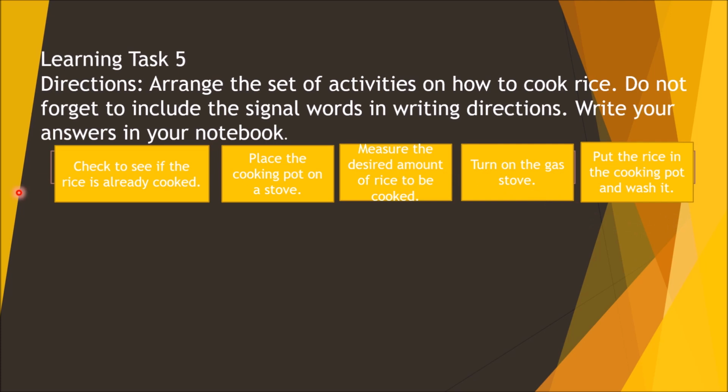Now you have to analyze these given procedures. Then don't forget to include the signal words in writing also that kind of direction. So you have to write what will be your answer. Answer now, 1 to 5.